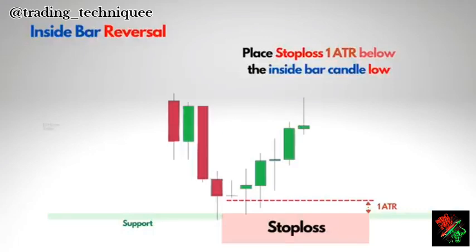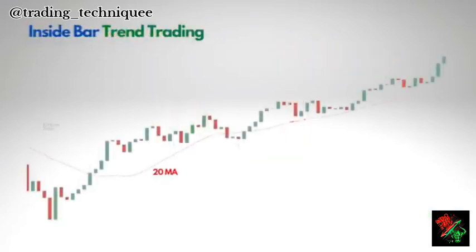Now, I will talk about setting the targets at the end of this video after we have discussed the next strategy. The third strategy is catching the trend. Previously, you have learned how inside bar allows you to catch reversals in the market. Now you will learn how to use it to identify trend trading opportunities.